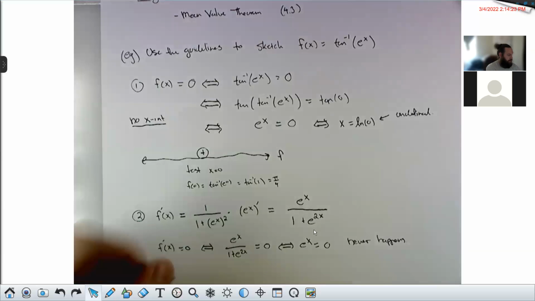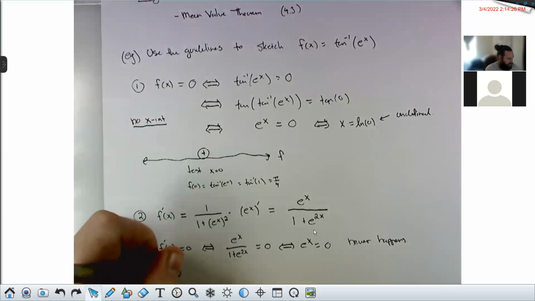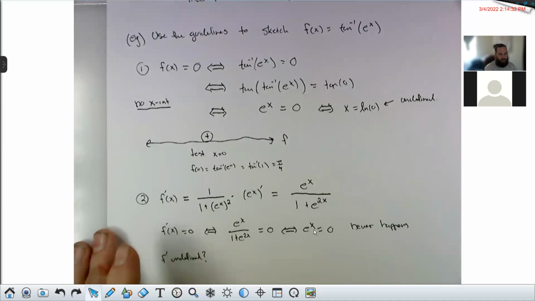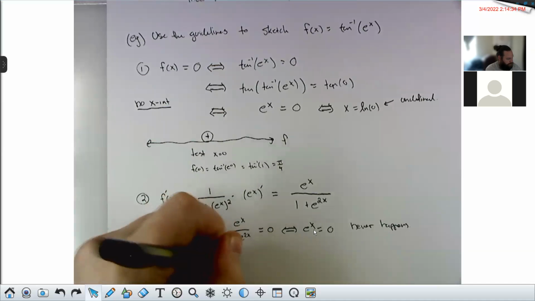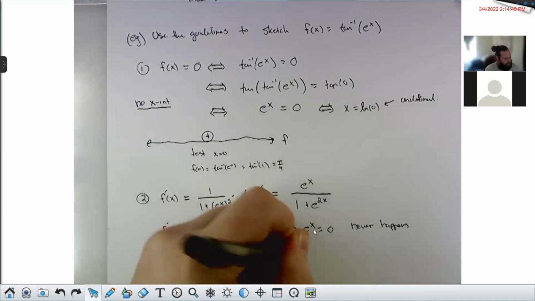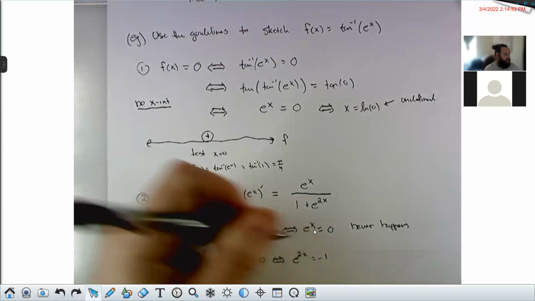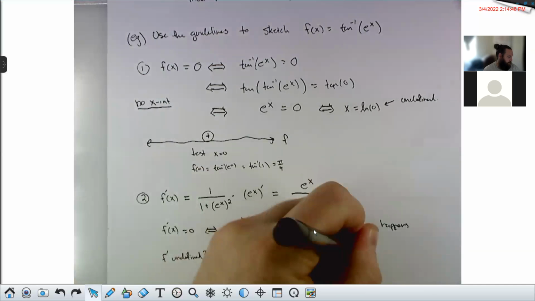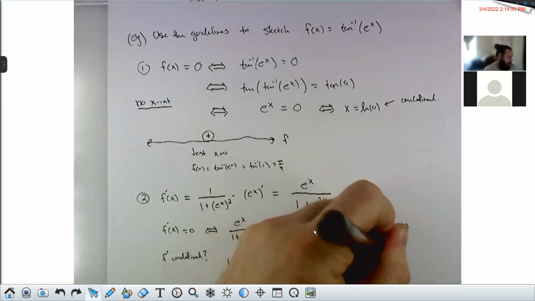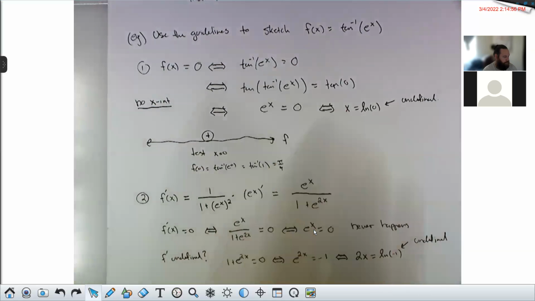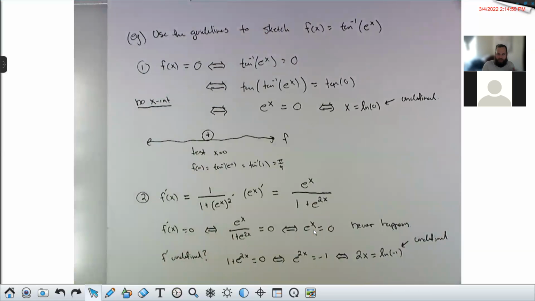We could also ask, is f prime ever undefined? Because you can change sign there as well. Those are your critical numbers. That would mean the bottom is equal to 0. 1 plus e to the 2x equals 0, which would mean e to the 2x is negative 1. But this is also not ever going to happen, right? If you take the natural log on both sides, that's how you would solve this. You get 2x equals the natural log of negative 1. But again, the log piece here is undefined. Can't take the log of a negative number. So there are no critical numbers.